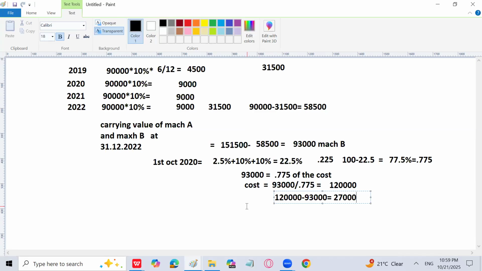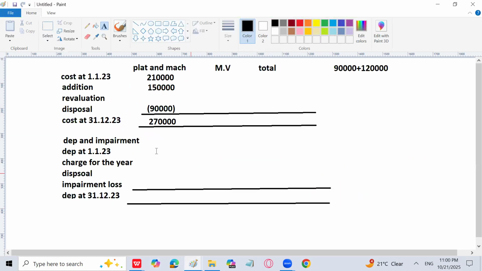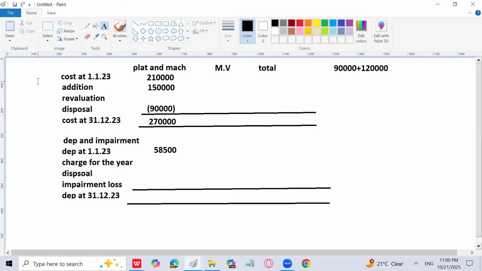Now 27,000 plus 31,500, that is going to be the total depreciation at the start of 2023, because machine A has been depreciated over the last 4 years for 31,500 at the start of 2023, and machine B we have calculated 27,000. Total is basically 58,500. Depreciation at start is 58,500. Okay. Now charge for the year. We'll discuss this later on.